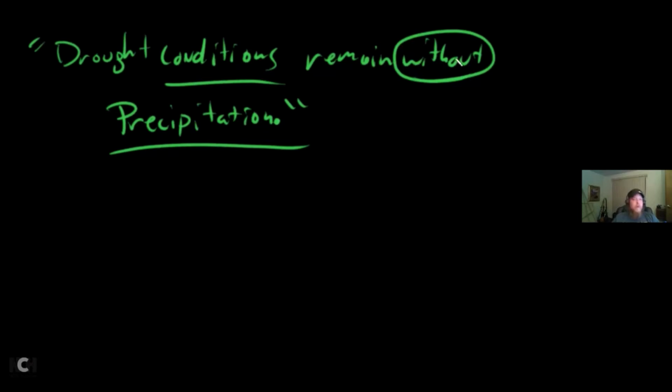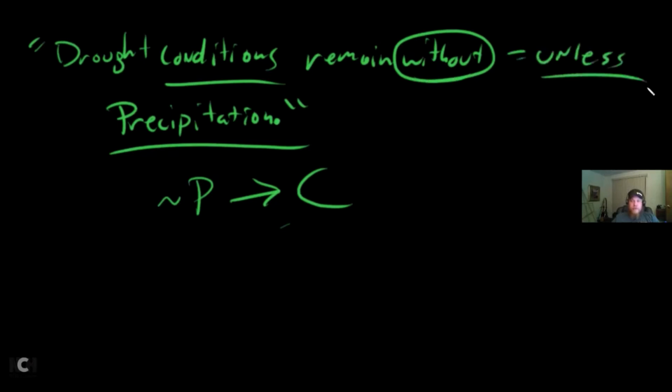What does that mean? Well, whatever follows "without" in this case, or whatever follows "unless," goes on the left side of an arrow with a not in front of it. So what's following without? Precipitation. What do we do with whatever follows unless? We stick it on the left side of an arrow with a squiggle in front of it, and then whatever remains goes on the right side of the arrow. So what this is saying is, if it doesn't rain, then the drought conditions are going to remain or continue. So this is another example of what we do with something. Again, without here means unless. It's really the same thing. This can pop up as well.